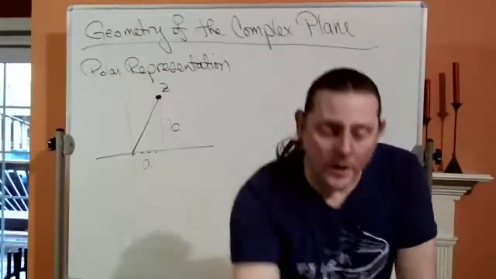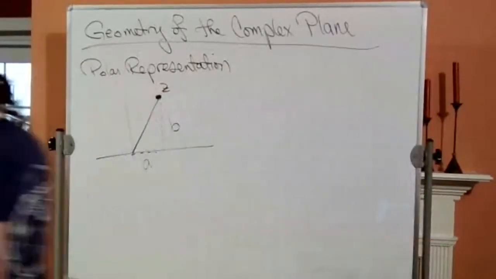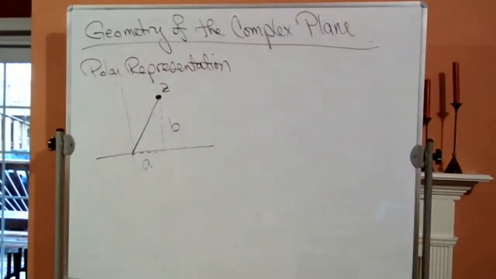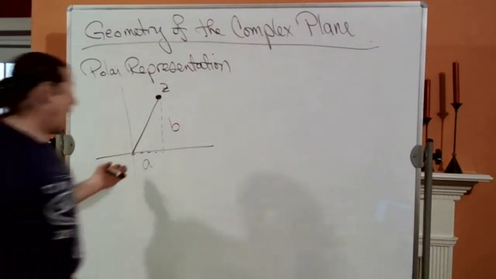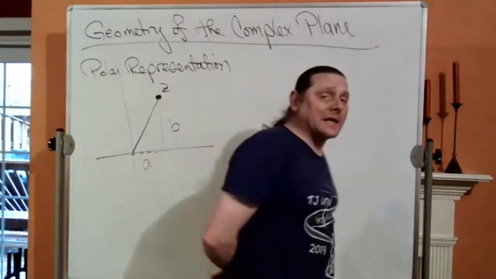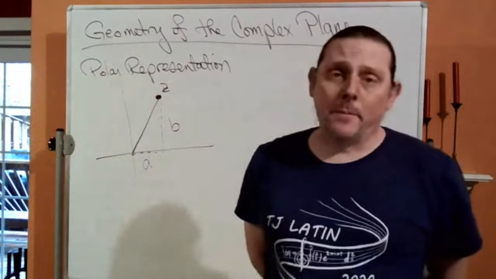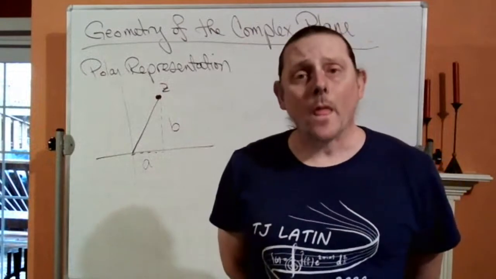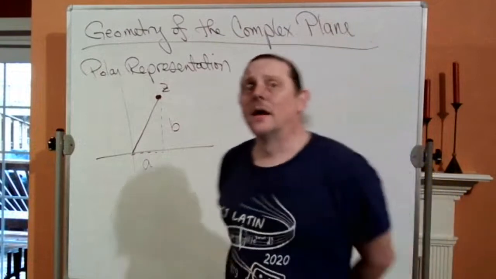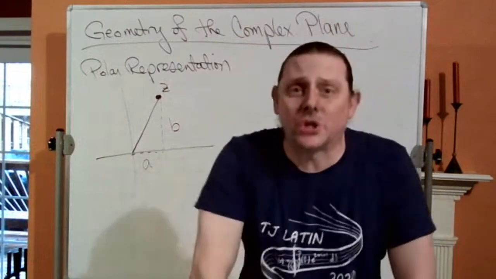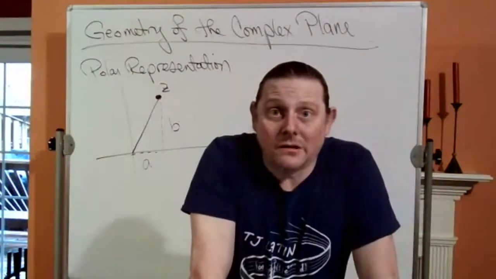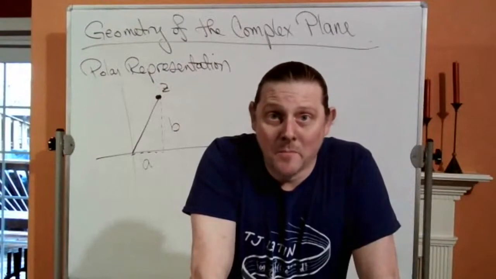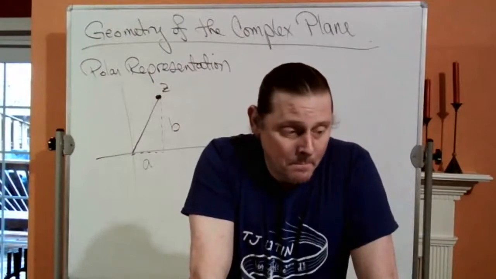So what we've been talking about in the complex plane, when I say a plus bi, you go along the real axis A and then parallel to the imaginary axis B. You can think of that as a Cartesian representation for this complex number in the complex plane.